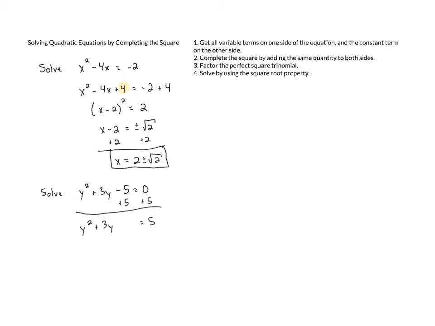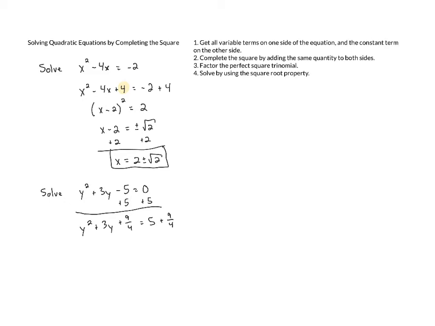Once we've done that, we can move on to the next step, which asks us to complete the square by adding the same quantity to both sides. So we need to take this coefficient, divide it by 2, and square it. 3 divided by 2 is 3/2, and when we square that, we end up with 9/4. So we need to add 9/4 to both sides of the equation.